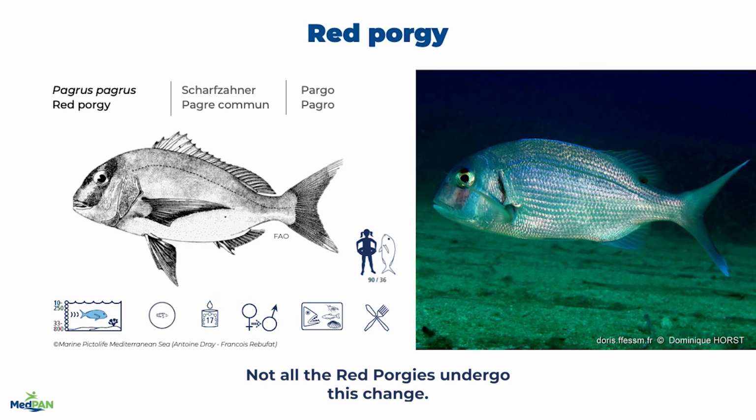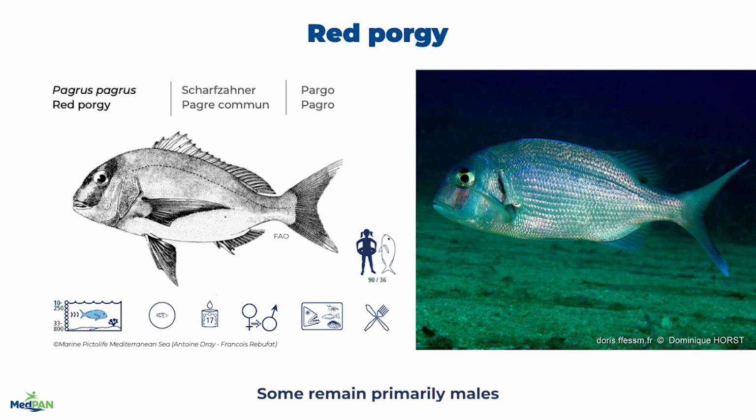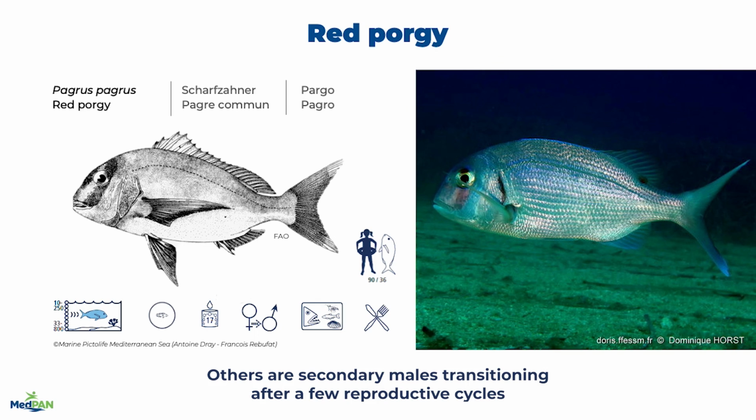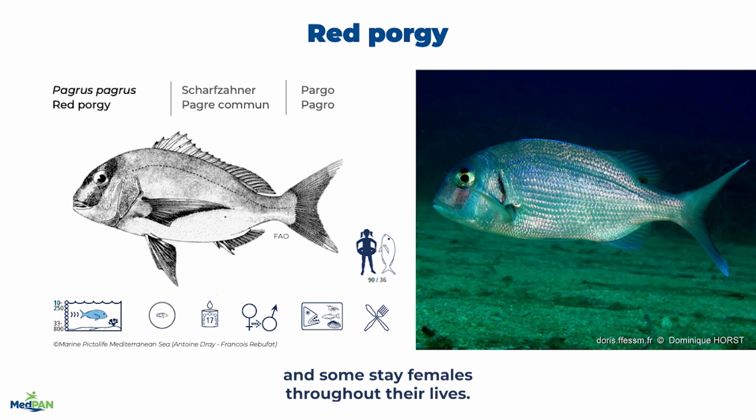Not all the red porgies undergo this change. Some remain primarily males with atrophied ovarian tissue before they reach maturity. Others are secondary males transitioning after a few reproductive cycles, and some stay females throughout their lives. The timing of the sex change in red porgy is believed to be influenced by social or environmental factors and is an area of interest for marine biologists and conservationists.